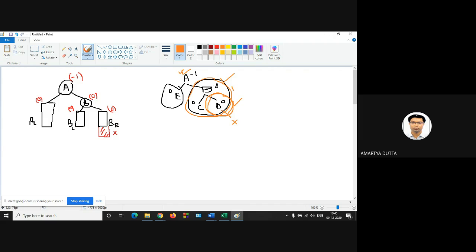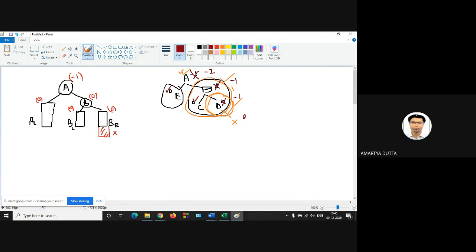So what will be the balance factor of X? The balance factor of X is 0. The balance factor of C is 0. The balance factor of E is 0. What is the balance factor of D? D is minus 1. Similarly, the balance factor of B is minus 1, and the balance factor of A is minus 2. The balance factor should belong to 0, plus 1 or minus 1. It is minus 2, so it is violated.